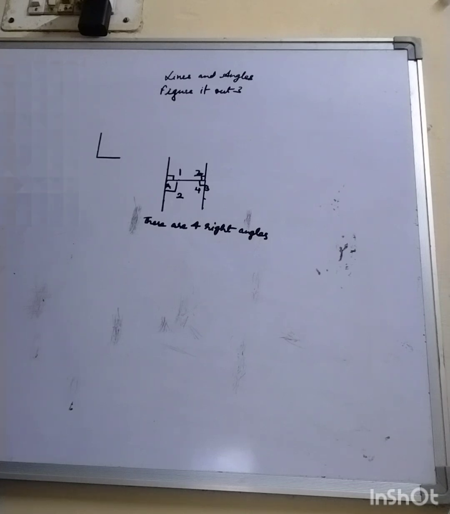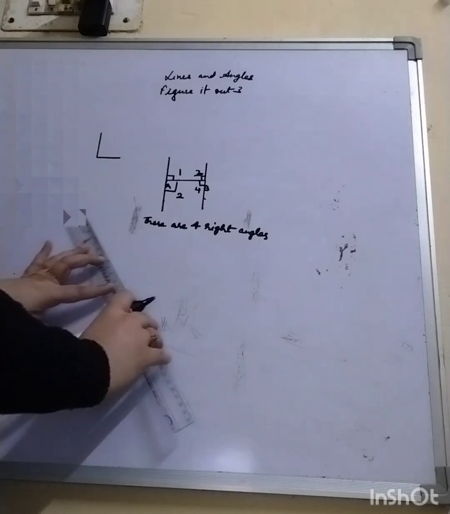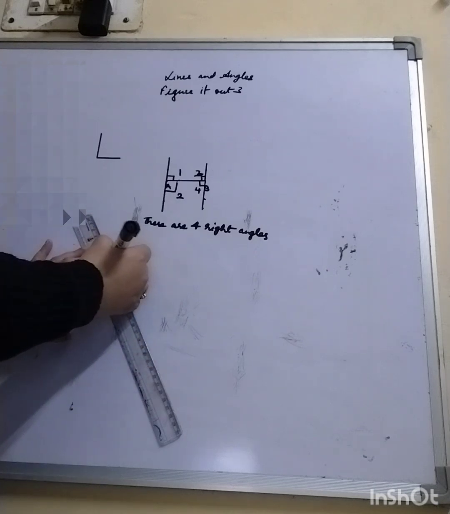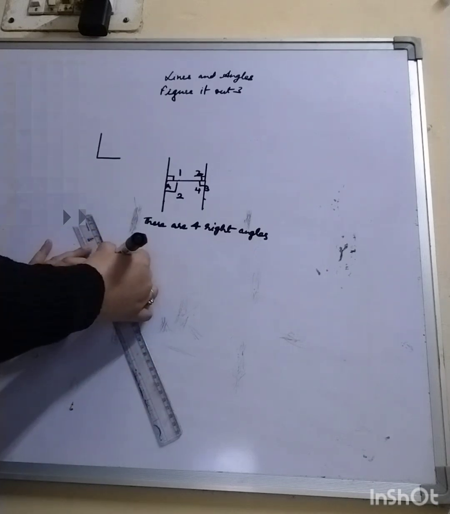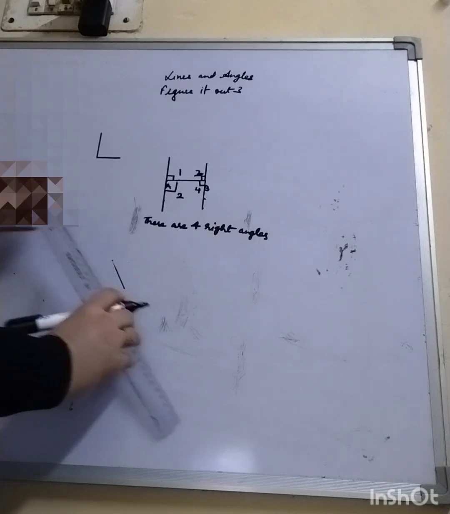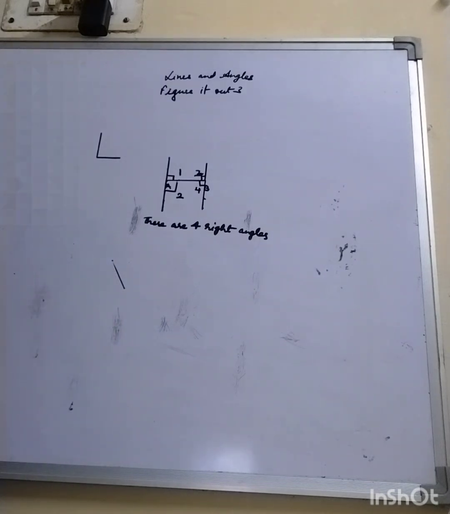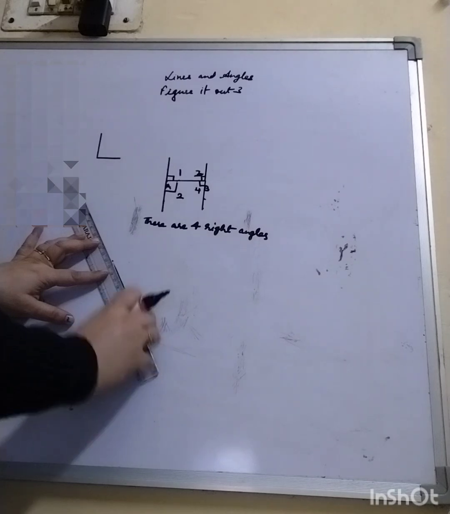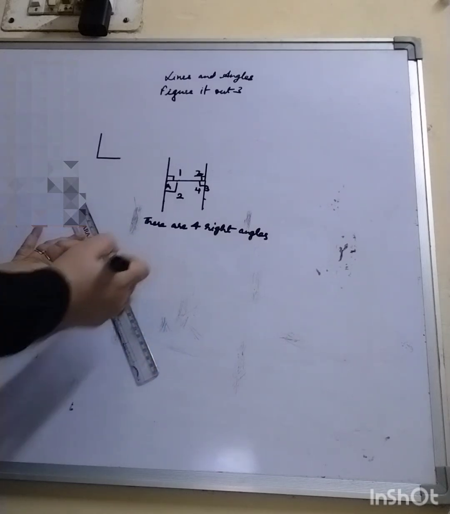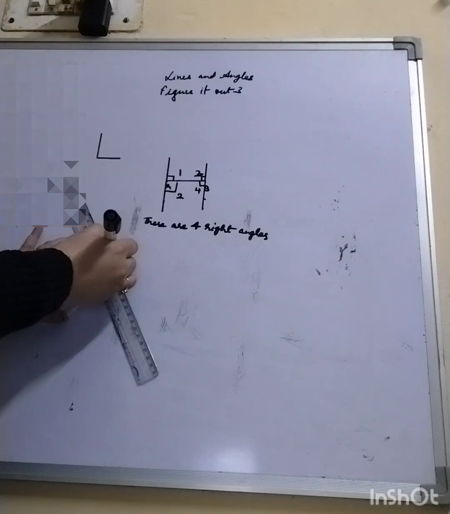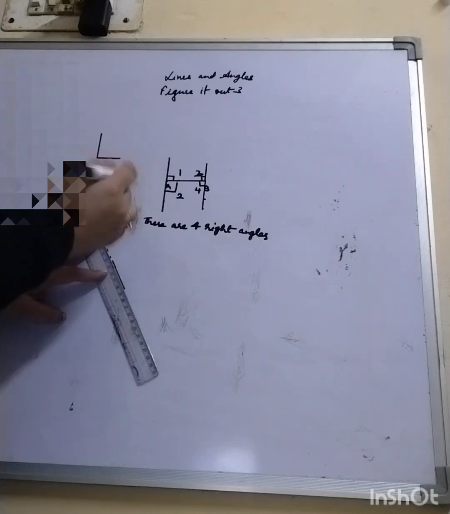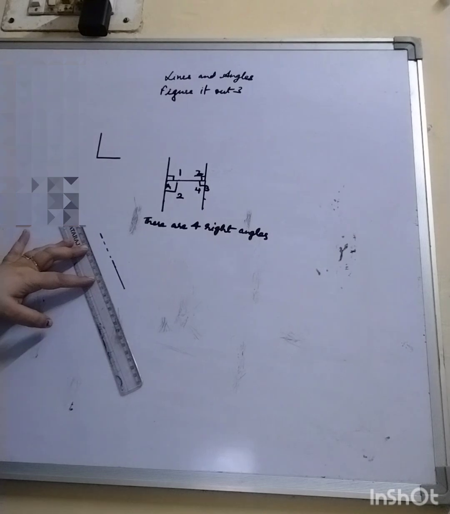Moving on to the next. You have 3 slanting points. In this case, what you have to do is, first extend the line in the backward direction.